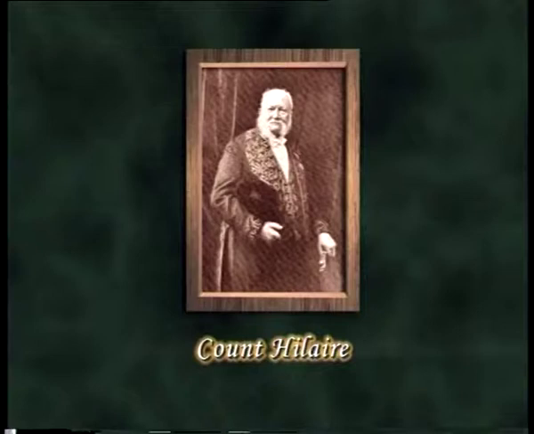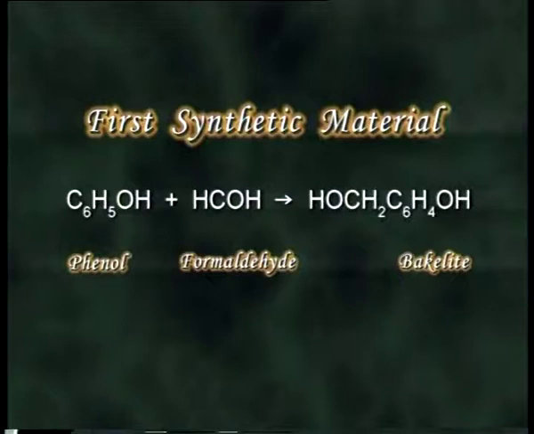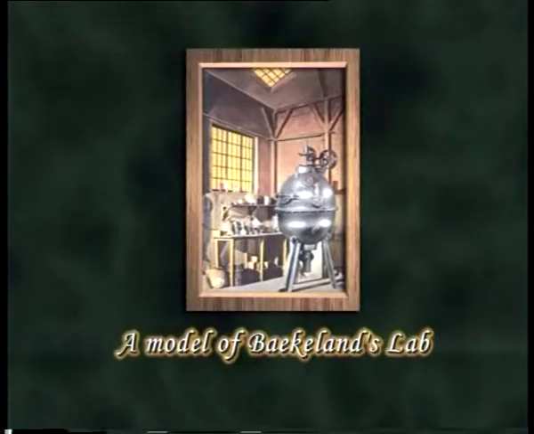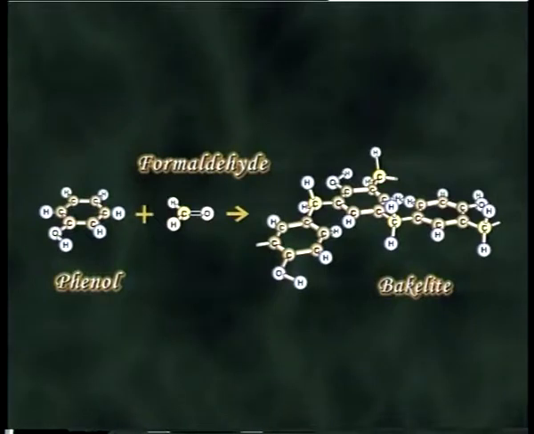In 1889, Count Hilaire de Chardonnet produced fibers from this cellulose nitrate or nitrated cellulose, which is the common name, and they were exhibited in the Great Paris Exhibition. However, these fibers caught fire very easily and were also labeled mother-in-law silk. The first totally synthetic material to be produced was in 1909 by Leo Hendrik Baekeland, who produced Bakelite, a reaction product between phenol and formaldehyde.